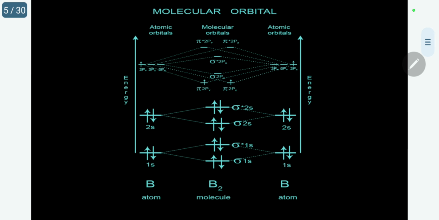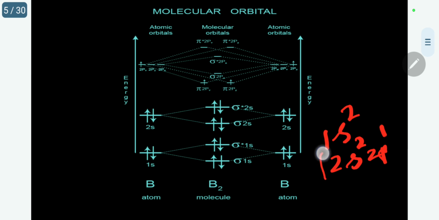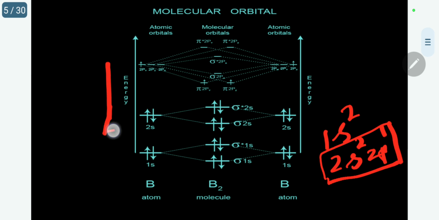We know the boron electronic configuration is 1s2, 2s2, 2p1. This is the electronic configuration. So only the outermost valence shell is 2s2, 2p1. So there are 3 electrons, 2s2, 2p1. So we have to consider only 2s and 2p. Kindly follow. We need not worry about the 1s.